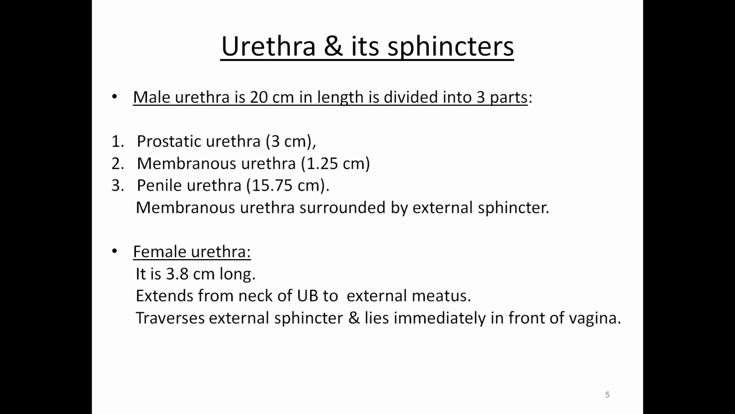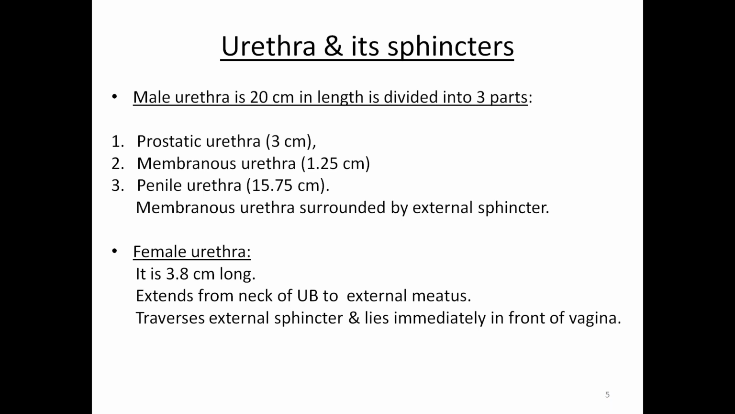Now let's talk about the urethra and its sphincters. In males, the urethra is 20 centimeters in length and divided into three parts. You have the prostatic urethra, which is 3 centimeters, the membranous urethra, which is 1.25 centimeters, and the penile urethra, which is 15.75 centimeters. And the membranous urethra is surrounded by the external sphincter.